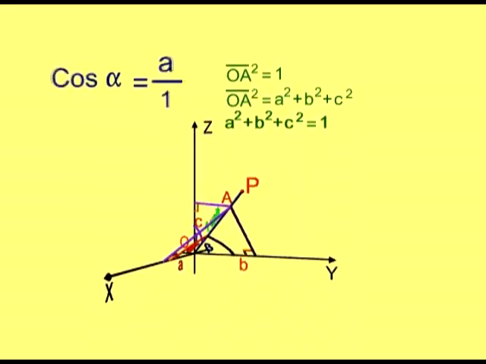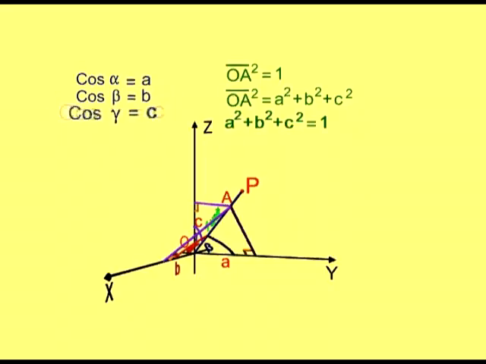Cos alpha is equal to A over 1 since OA is 1 unit, which means cos alpha is equal to A. In a similar way, cos beta is equal to B, and cos gamma is equal to C. Substitute for A, B, and C their values, cos alpha, cos beta, and cos gamma. Therefore, cos squared alpha plus cos squared beta plus cos squared gamma is equal to 1.